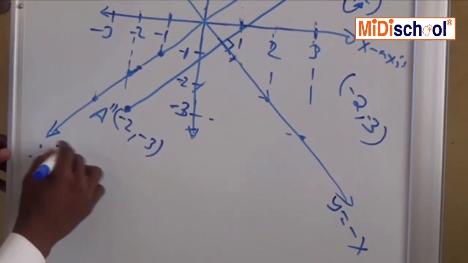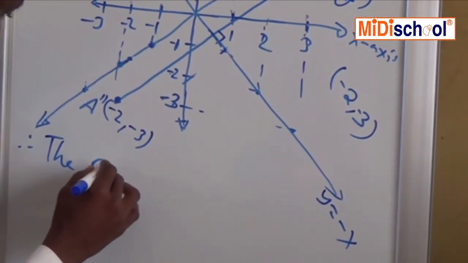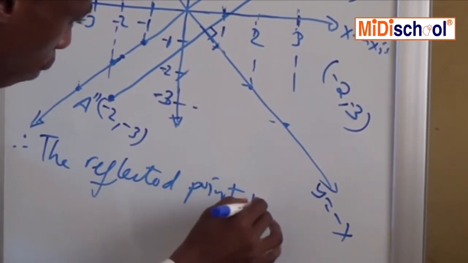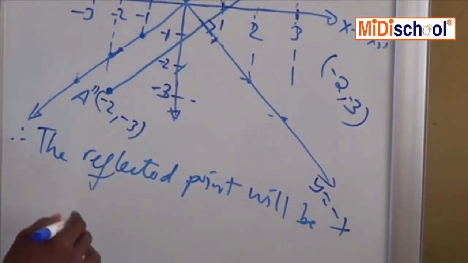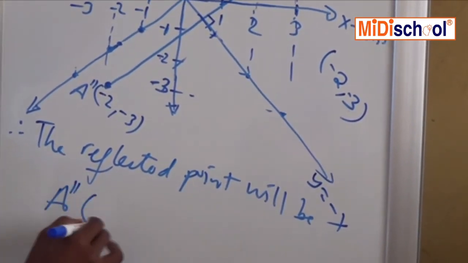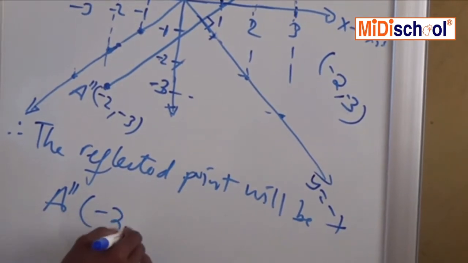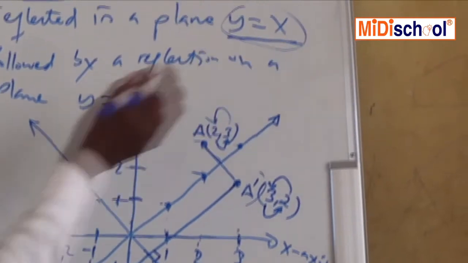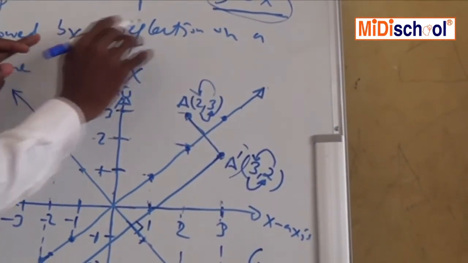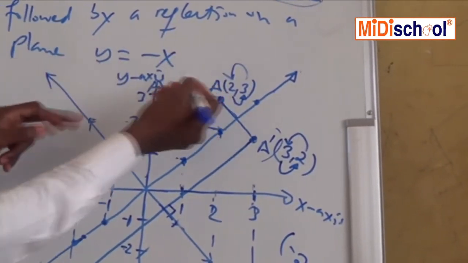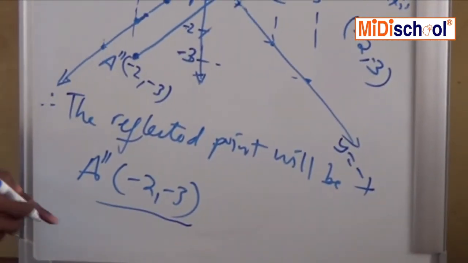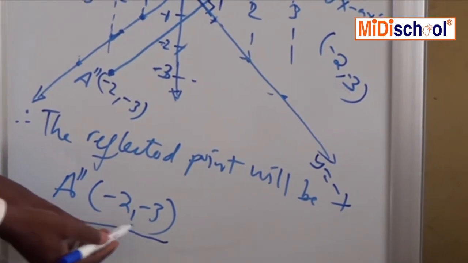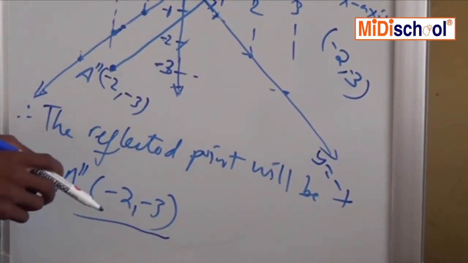Now say, therefore, the reflected point will be A double dash, which is (-2, -3). So after the double reflection, the first reflection of y = x followed by a reflection on a plane of y = -x, we obtain the point, which is reflected until it becomes (-2, -3), and that's all.